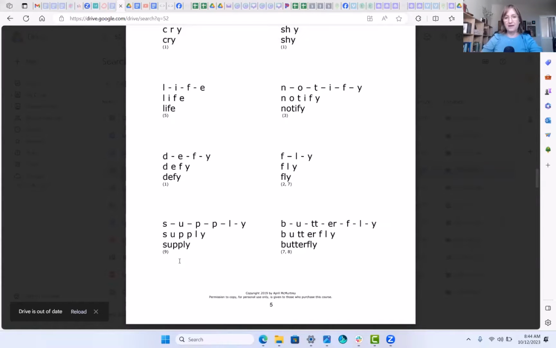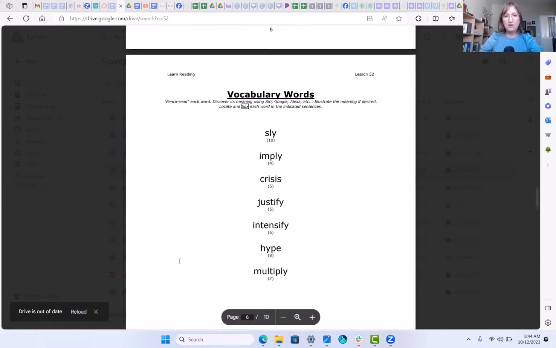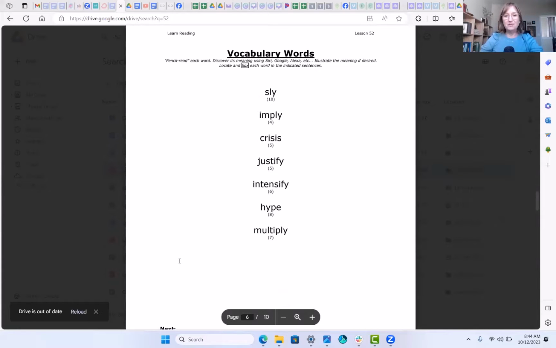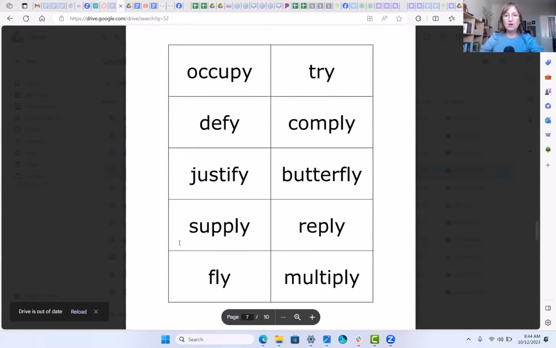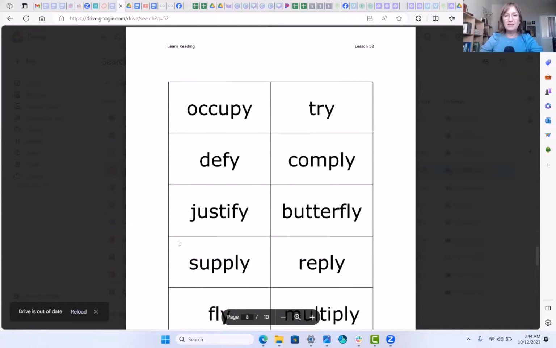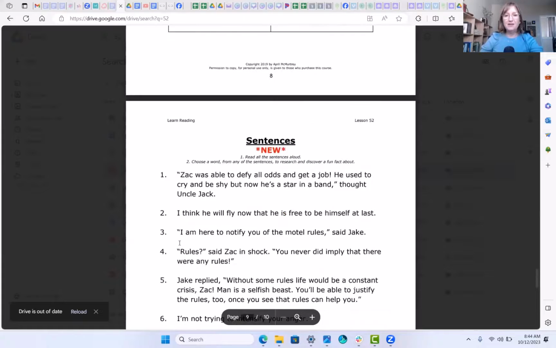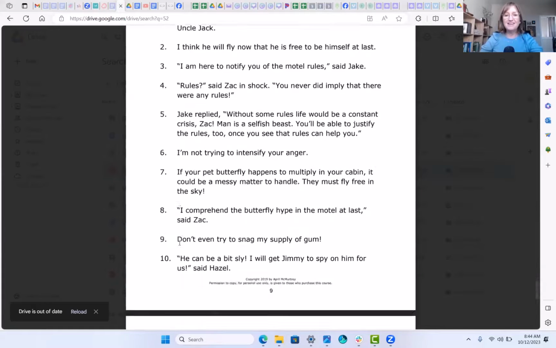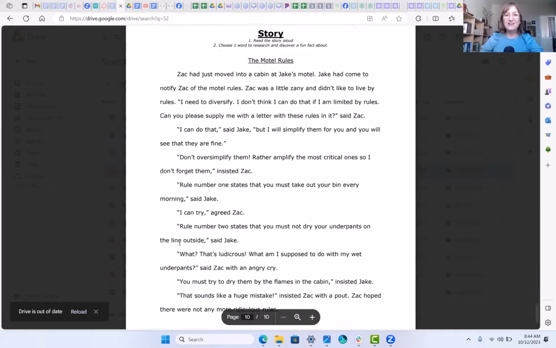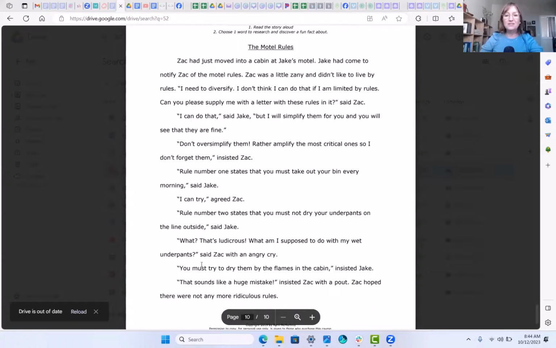Okay, here are your extra practice words to practice for homework. These last 4, I'll come back next time and read those for you. Here are your vocabulary words to discover the meaning of. Here are your word card pages to practice fluency. Here are your sentences to practice the words in context. And here is your story, the motel rules.